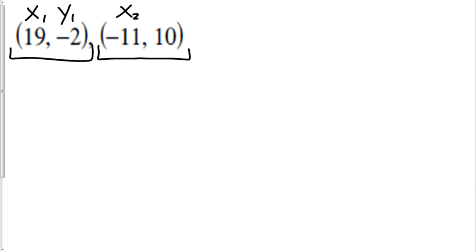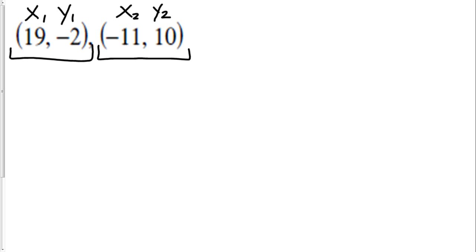So let's look at how we actually use this. Here we've got 2 points. We want to find the slope between these 2 points. So the first thing we're going to do is go ahead and label them. Here's our first point, so we're going to label it as x1, y1. Here's our second point. We're going to label that as x2, y2.